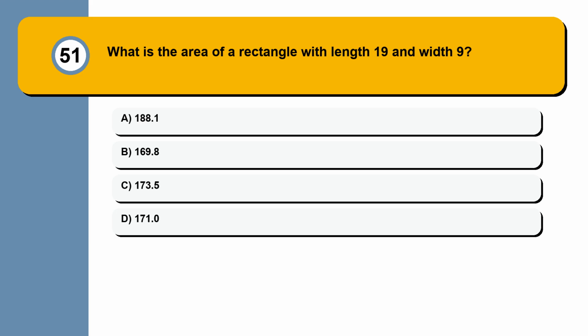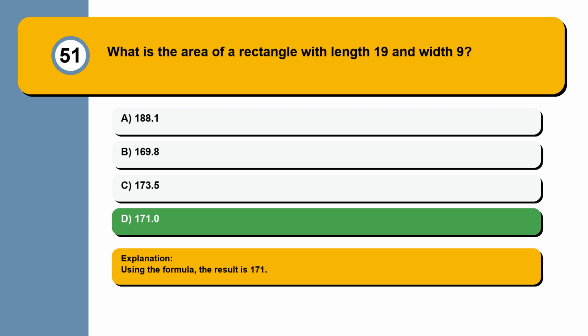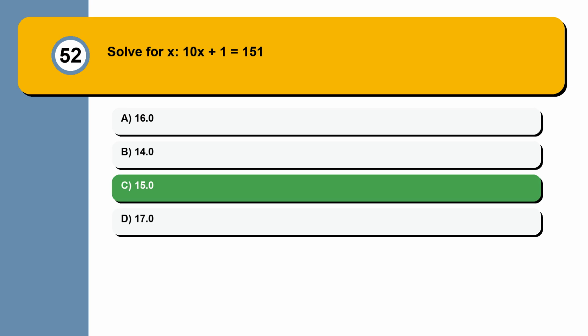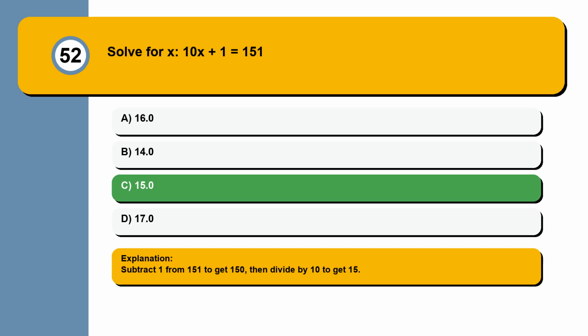Question 51. What is the area of a rectangle with length 19 and width 9? 188.1, 169.8, 173.5, 171.0? Using the formula, the result is 171. Question 52. Solve for x, 10x plus 1 equals 151. 16.0, 14.0, 15.0, 17.0. Subtract 1 from 151 to get 150, then divide by 10 to get 15.